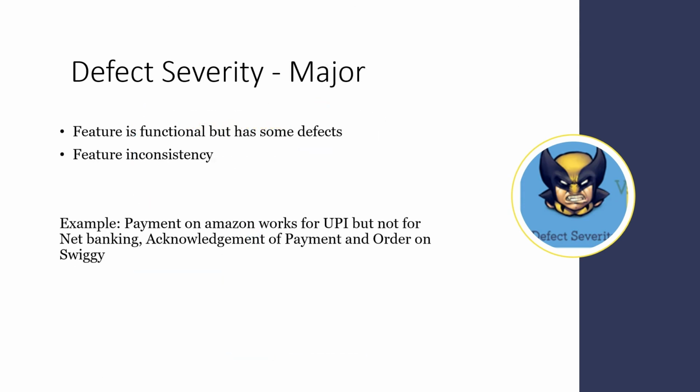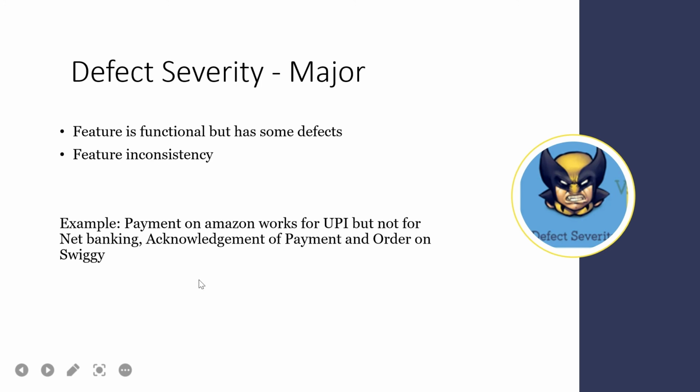So, going to the next, a major bug. Okay, see, the feature is functional but has some defects. Actually the feature is working properly, but here and there some defects are there, or it is not consistently working. So that type of bugs will fall under major. See, payment on Amazon working for UPI but not for net banking. So that is a kind of inconsistency, right? For UPI payment it is working, but when I try to pay through net banking or any other credit card or debit card, it is not working. So obviously this is an inconsistency, so that will be marked as major.